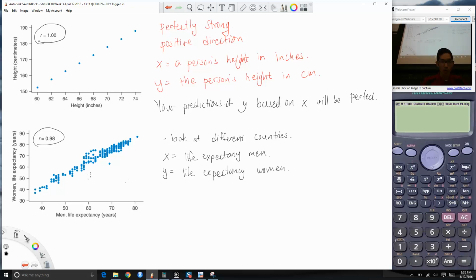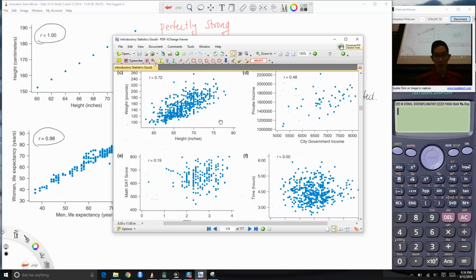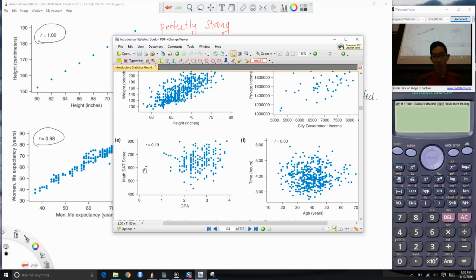So here are several countries where the life expectancy for men is maybe like 60 years, and then you have a little bit of range in terms of the life expectancy for women, but it's all within just a few years of each other. So here you've got r equal to 0.98. Is this okay? All right, and you can see as the scatter gets more and more.